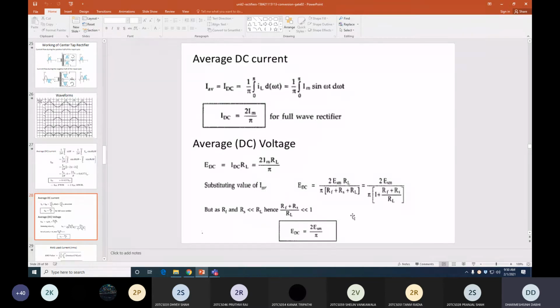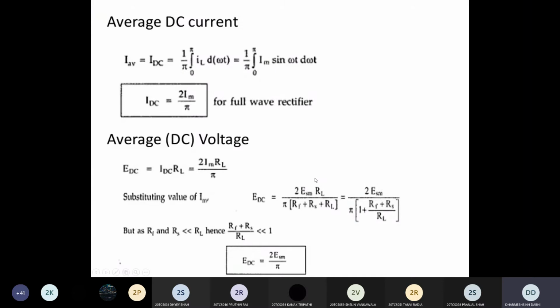So we neglect this second component, because it is almost 0, since RL is very high compared to RF plus RS. Clear? So we neglect the second component from the denominator. So what remains? Pi into 1 plus 0, so it is pi. So your final equation of average DC voltage becomes 2 ESM divided by pi. So this is the average DC voltage of the full wave rectifier circuit.